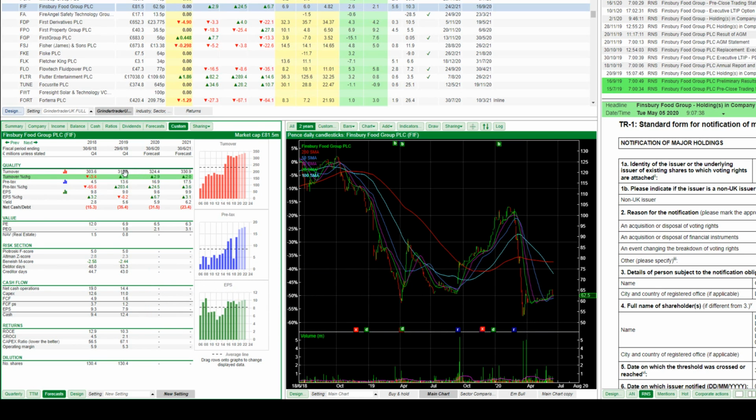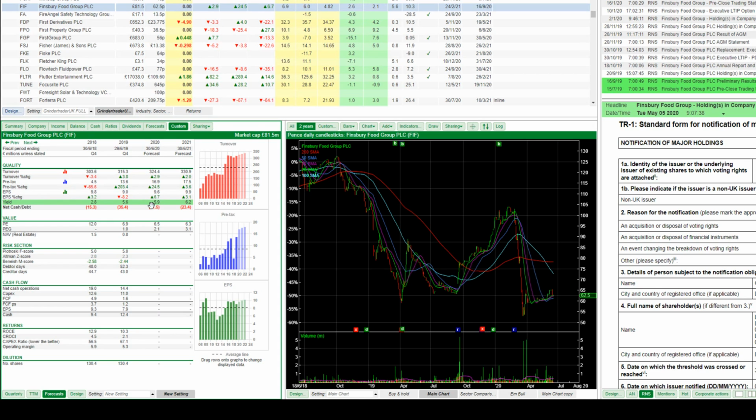So you've got the actual figures here. Well, on the list it's percentage. Here you've got the actual figure with the percentage underneath it. Same with the pre-tax profit. Same with the percent change. Earnings per share percent change.